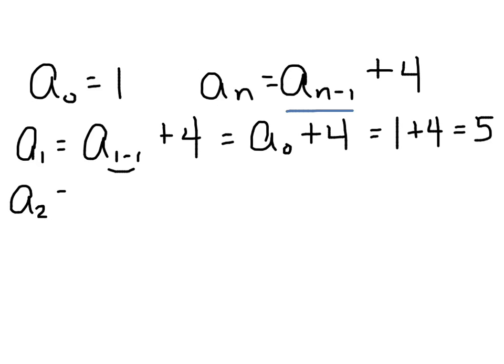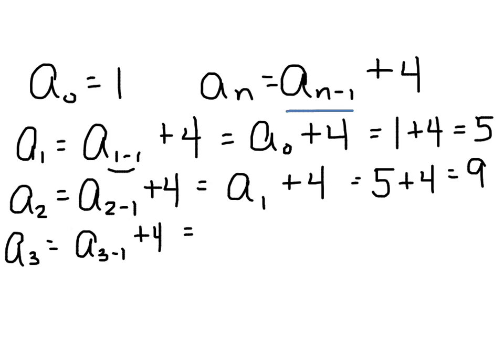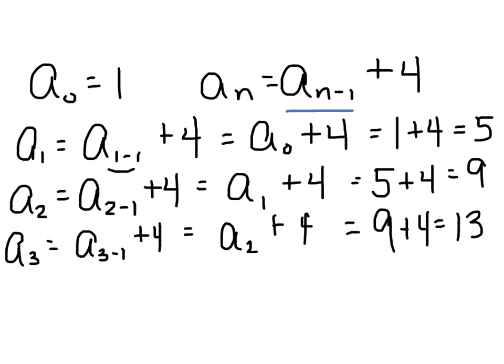Then to find a sub 2, you're going to put 2 in for n, so 2 minus 1 plus 4. 2 minus 1 is 1, so they want the previous answer. When they say a sub 1, they want what you got the last time. You got a 5. Plus 4 equals 9. Okay, a sub 3. 3 goes in there, plus 4. So you end up with a sub 2 plus 4, and again you're just putting the previous answer in there. So 9 plus 4 equals 13, and so on.